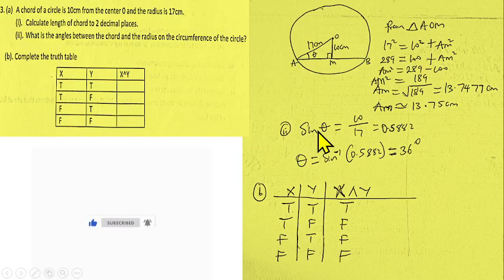So it's very simple. Draw a circle. A chord of a circle is 10 centimeters from the center of the circle. So this is the chord AB, and the distance of that chord from the center of the circle is 10 centimeters. That means OM is the distance of this chord from the center.